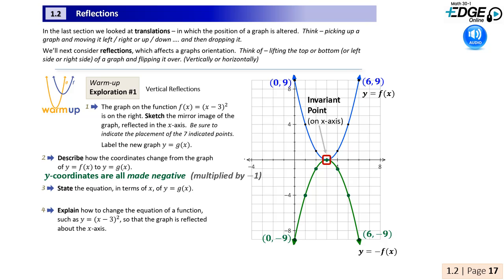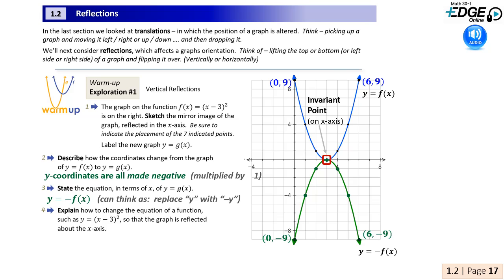Now the equation of g of x, written in terms of f of x, could be written as y equals negative f of x. We put the negative sign out front when we have a vertical reflection. This represents that the output value, or the entire height of the function, is multiplied by negative 1.